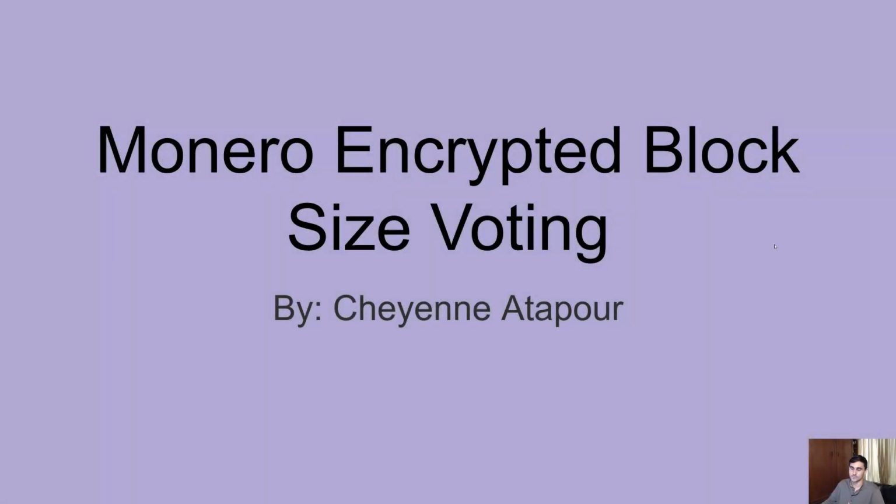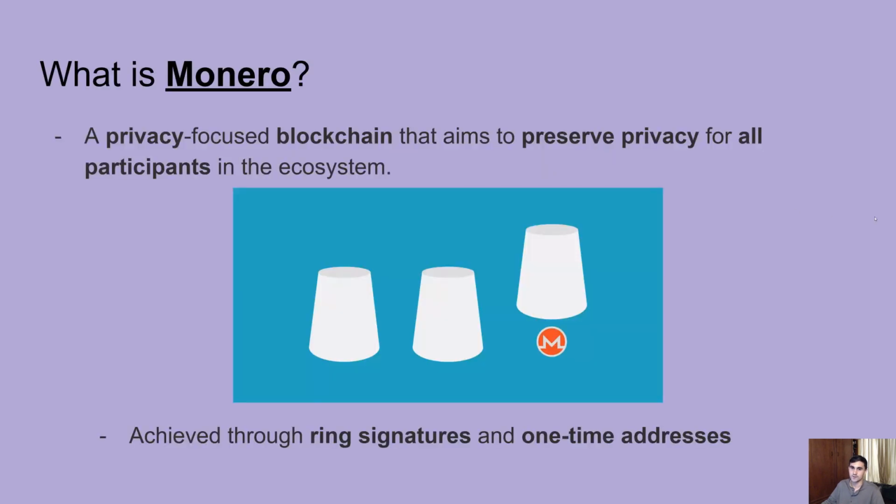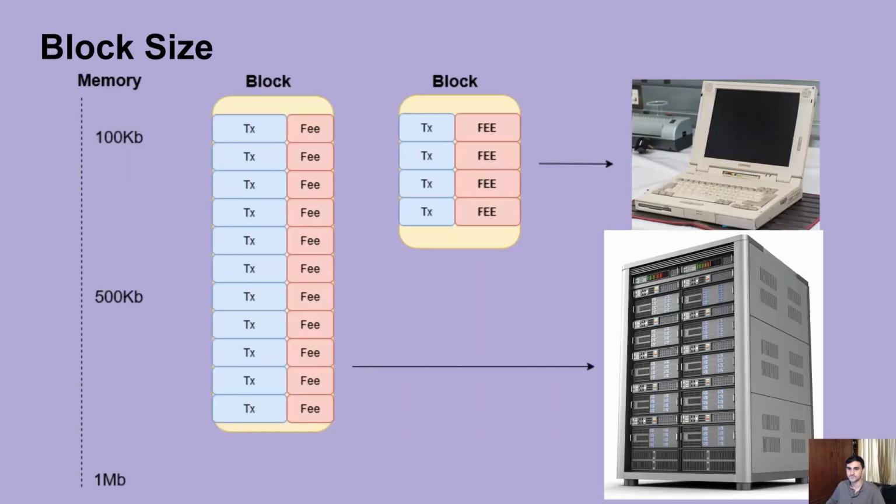Hi, I'm Cheyenne Atapour, and my project is on encrypted block size voting within Monero. So Monero is a privacy-focused blockchain that aims to preserve privacy for all participants in the ecosystem. As this three-cup game shows, essentially what we're trying to do is hide transactions so we don't know the senders and the receivers. This property is achieved through cryptography with ring signatures and one-time addresses.